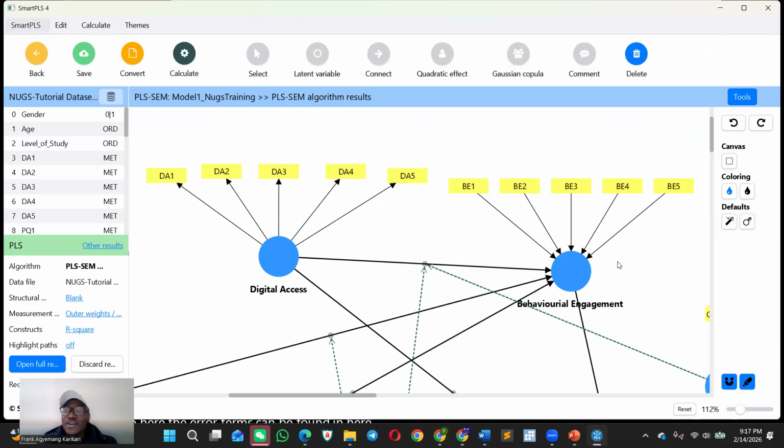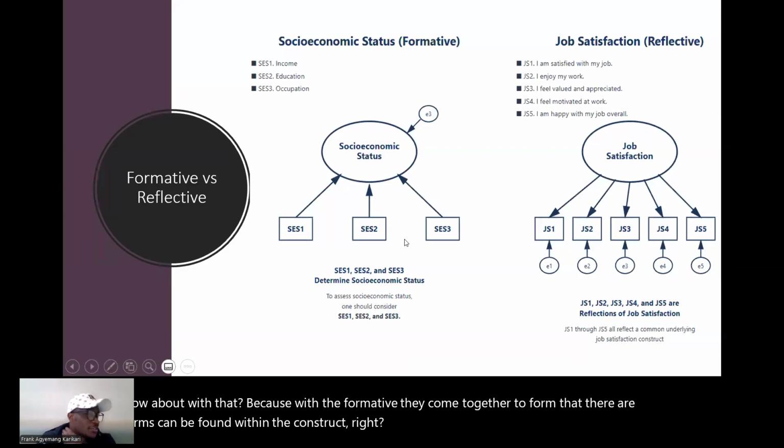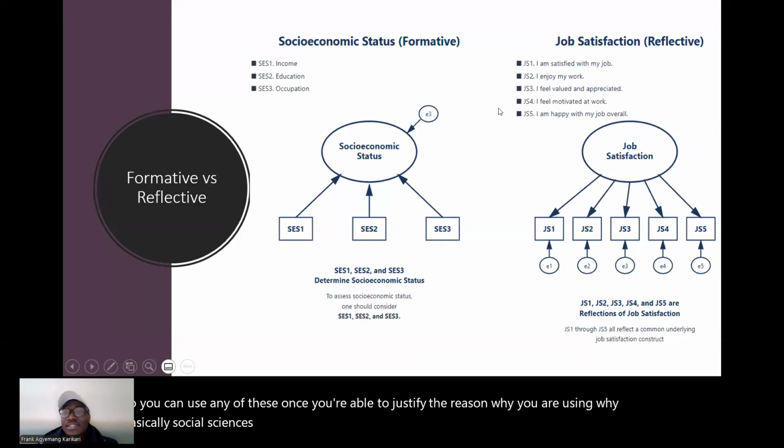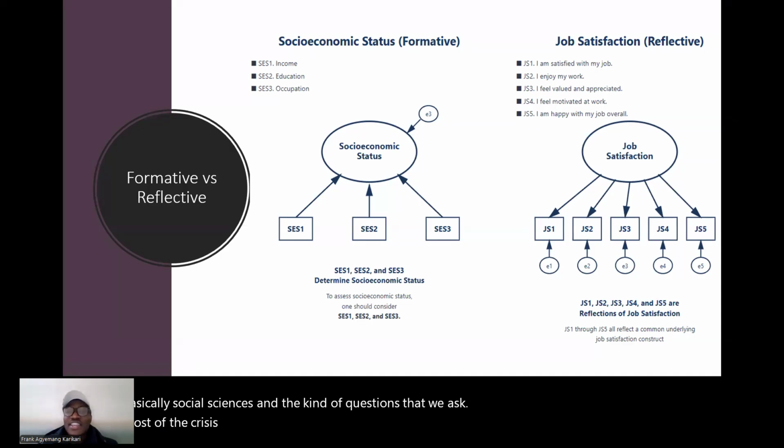Because with the formative, they come together to form it, and the error terms can be found within the construct. So you can use any of these once you're able to justify the reason why you are using it. Basically, in social sciences and the kind of questions that we ask, most of the questions are correlated. They are within the same theme. In that case, we use the reflective.